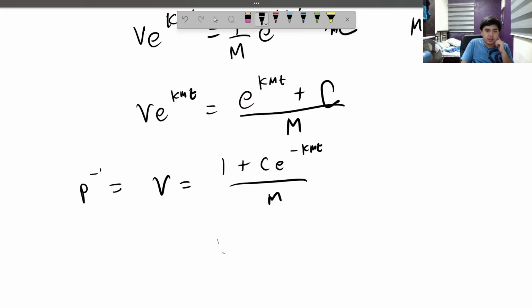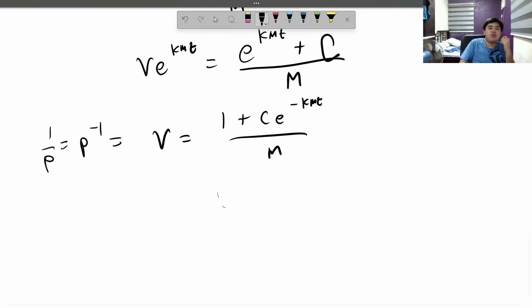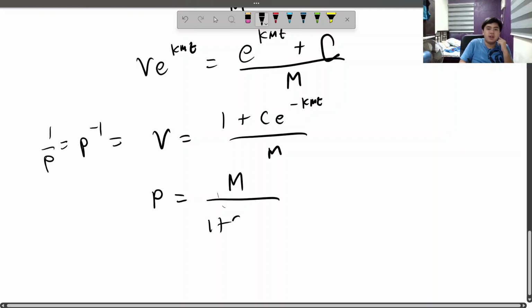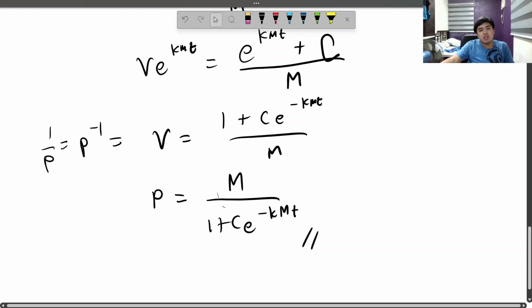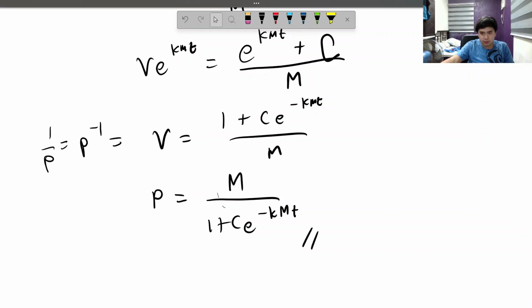V is p to the negative 1, which is 1 over p. So we flip both sides, finding the reciprocal, and we get m over 1 plus c e to the negative kmt. And this is the logistic equation if we want the population and not the population change. So that's going to be our general solution.